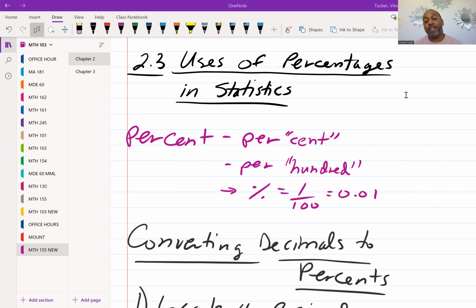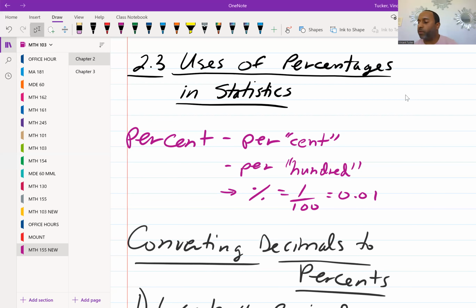We only have a Monday, Wednesday class. So we're looking at the uses of percentages and statistics. We covered 2-1 and 2-2 last time. So we're looking at 2-3 today.